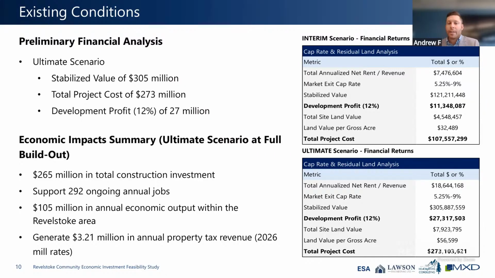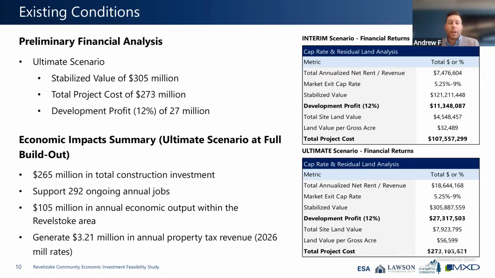The economic impact summary, again, we looked at the ultimate scenario to see what those economic impacts would be. MXD uses the industry standard RIMS2 modeling software to calculate economic impacts, and then also used local British Columbia multipliers that are taken from the federal government to input into the model to produce the economic impacts out of the ultimate scenario. In this perspective, 265 million of total construction investment. So that's just in the construction phase based on goods and labor and the like. Supporting 292 ongoing annual jobs. So that's after all the development would be built out. It would support nearly 300 jobs across a wide variety of land uses.